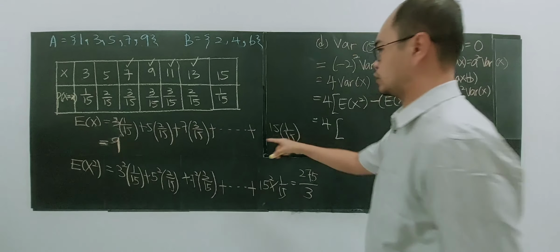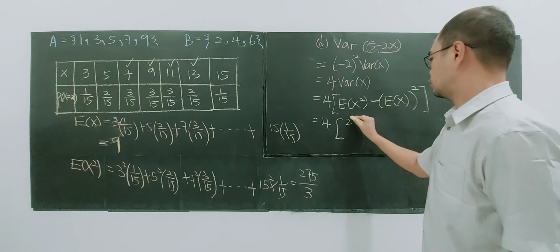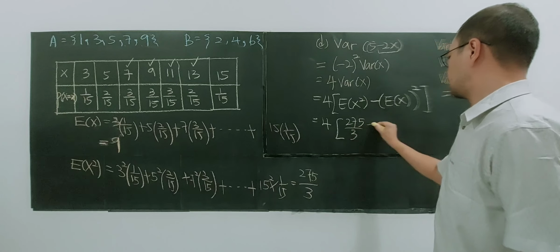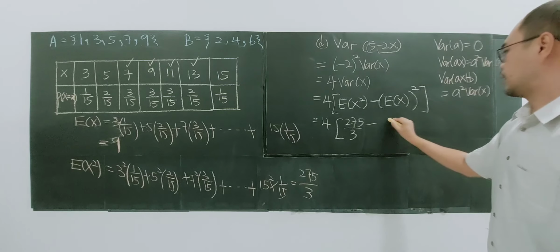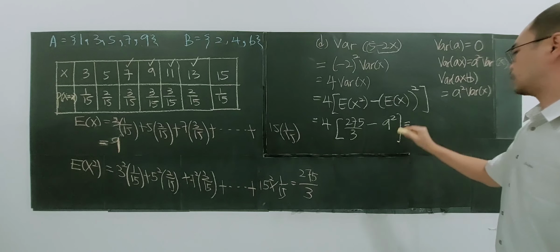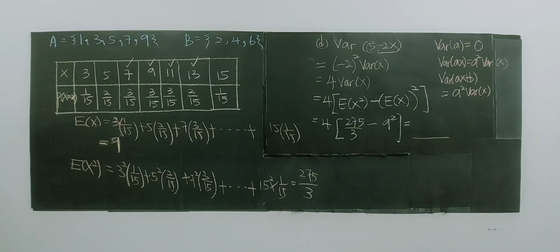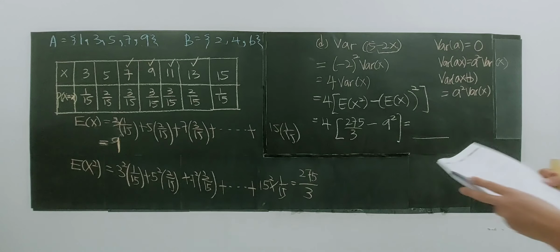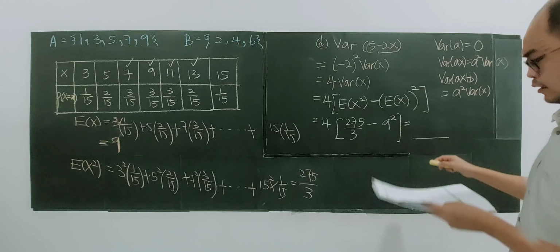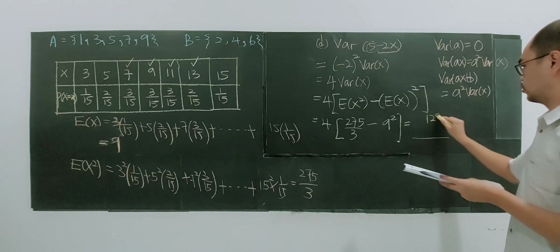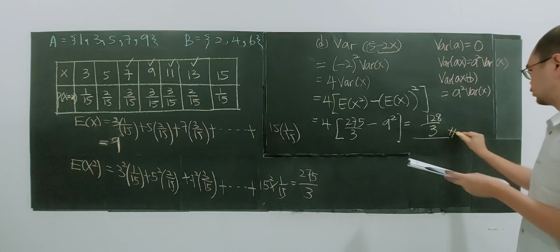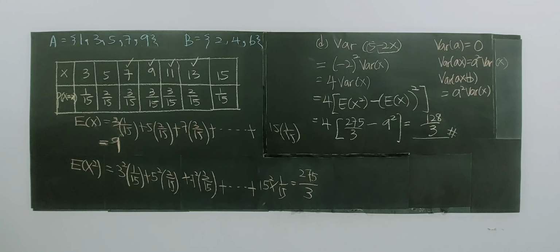Which you already found just now. E(X squared) will be 275 over 3 minus 9 to the power 2. Then you can get your answer, and your answer will be 128 over 3. So this is your answer for this question. Hope I already taught you how to solve this question. That's all for this video.